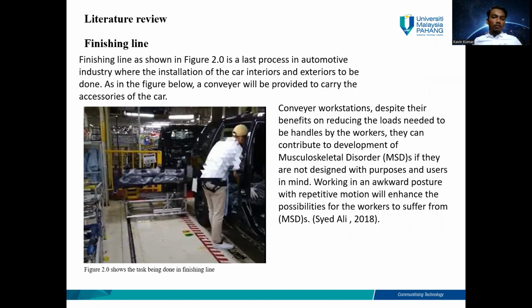As we can witness from the figure below, the conveyor is provided to carry the accessories of the car. Since the accessories of the car are slightly difficult for the workers to handle, even though conveyor stations are provided, they can still contribute to the development of MSD if they are not designed with purposes and users in mind. According to the journal of Sheikh Ali in 2018, working in an awkward posture with repetitive motion will enhance the possibility for workers to suffer from MSD.